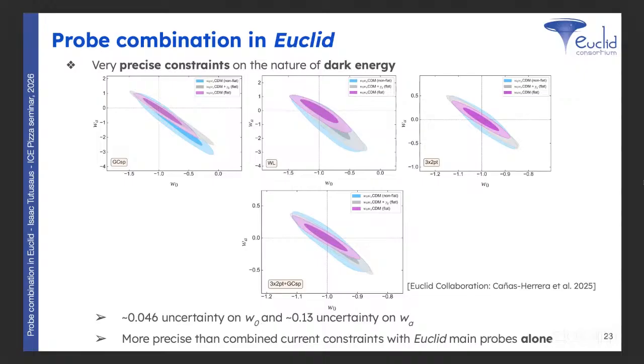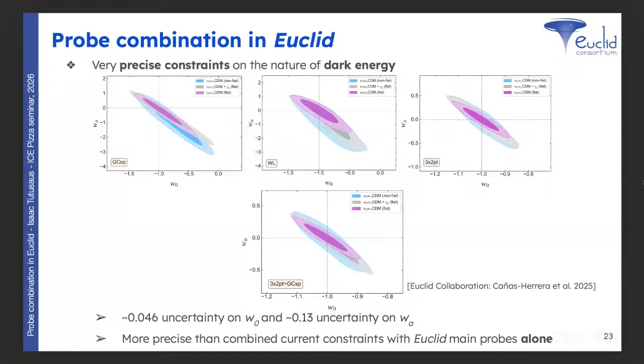So in terms of numbers, here you have the exact values. Of course, this is a forecast. This depends on many assumptions. The other thing that I showed you is real data. But the take-home message is that if we combine all the main probes from Euclid, we will get constraints that are even more precise than what we have nowadays, combining all the cosmological probes available.